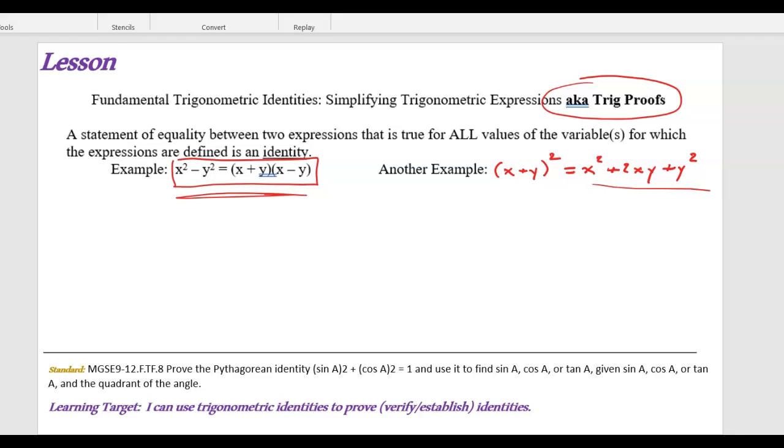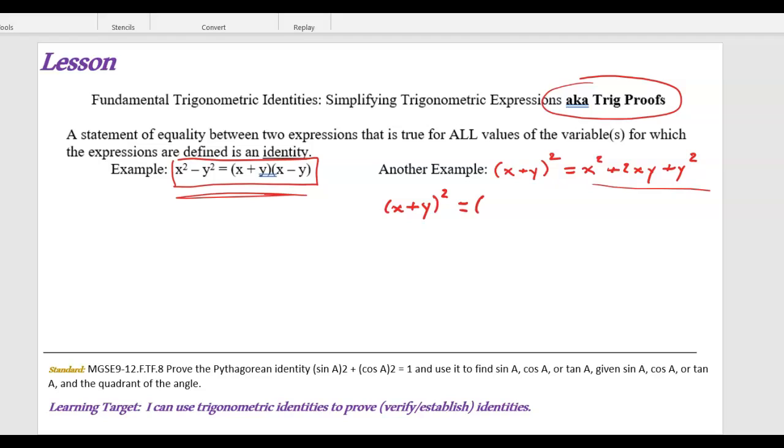All right, so here's how every single proof needs to begin. You write down the given expression. So you're basically saying, okay, I'm starting with this. Why? Because it was given. It's just like in those geometric proofs. You have to start somewhere. We're starting with x plus y quantity squared.